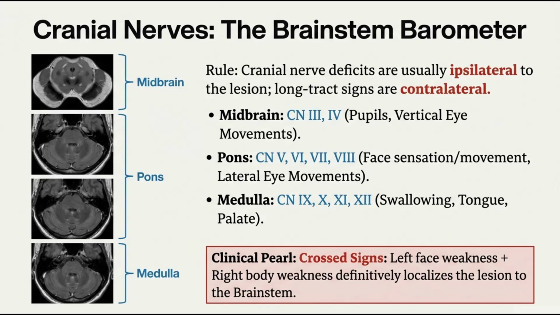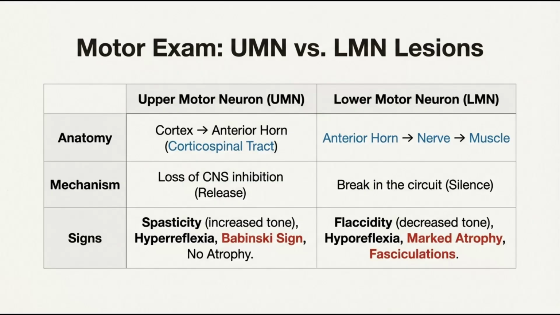Okay, let's descend further. Slide 6. The motor exam pathway analysis. We've got a diagram here comparing the corticospinal tract, the UMN, and the anterior horn cell, the LMN. This is the slide you called high yield. This is the concept. If you understand this, you are miles ahead. This is what separates the neurologist from the casual observer. We have to be able to distinguish between an upper motor neuron lesion and a lower motor neuron lesion.